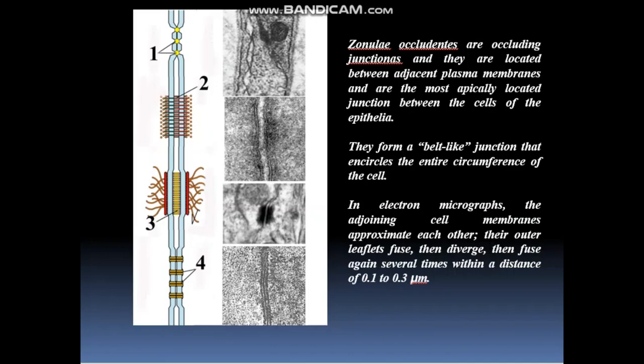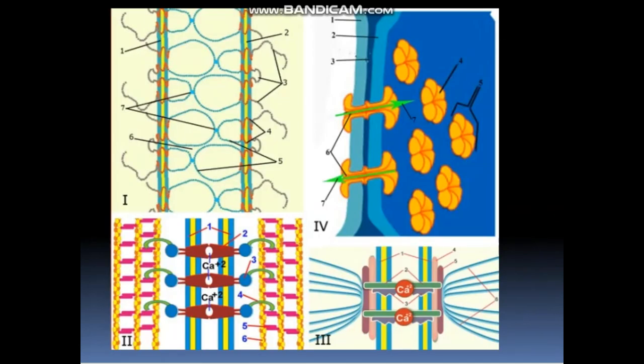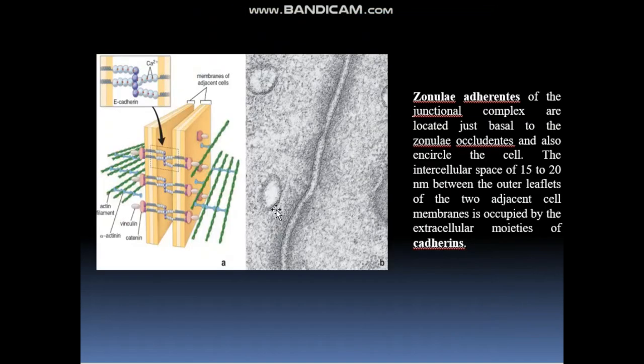So let's look at the zonula adherens. In the zonula adherens, pay attention to its structure. Here we can see the adjoining cell membranes of one cell and the membrane of the other cell. Inside of the zonula adherens, we can see other kinds of transmembrane proteins. And the zonula adherens, like the zonula occludens, is a belt-like structure which goes around the whole circumference of the cell, and it is located just basal to the zonula occludens and also encircles the cell.